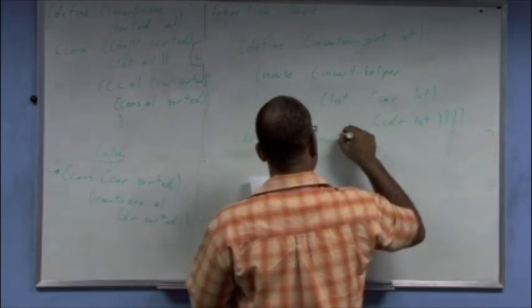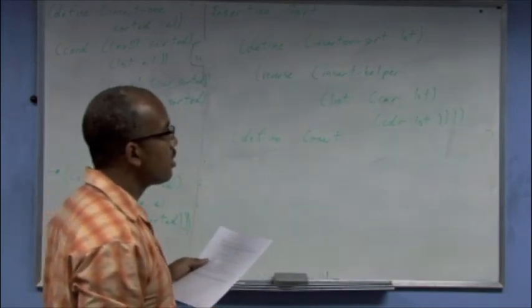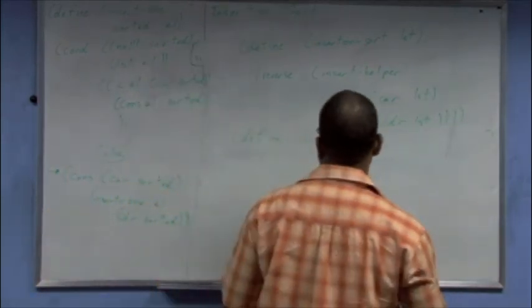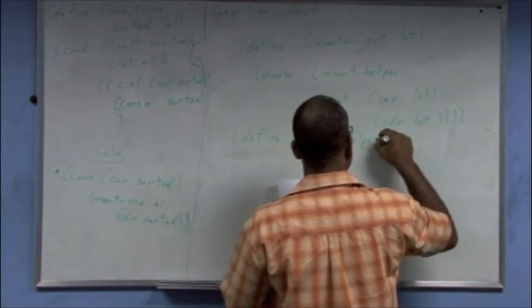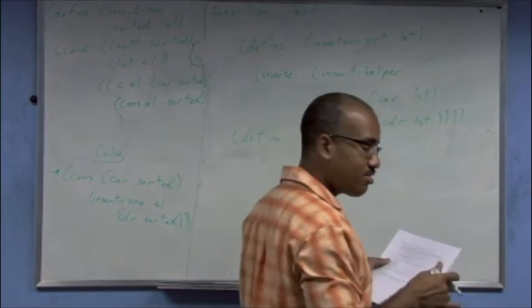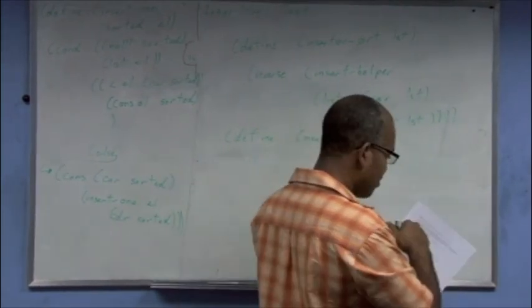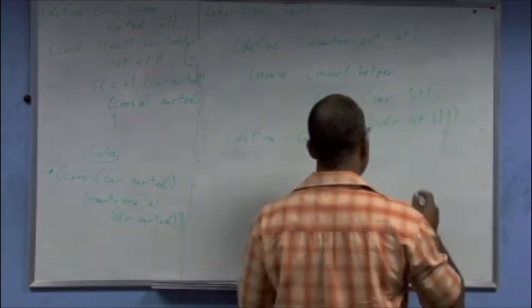Sorry, that says insert-helper. This is all on your tutorial sheet now. So the only thing that you need to worry about is the three ellipses. But I'm just putting it here just so you can follow.